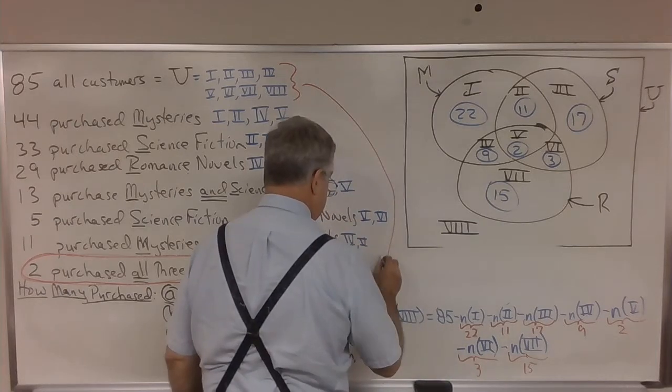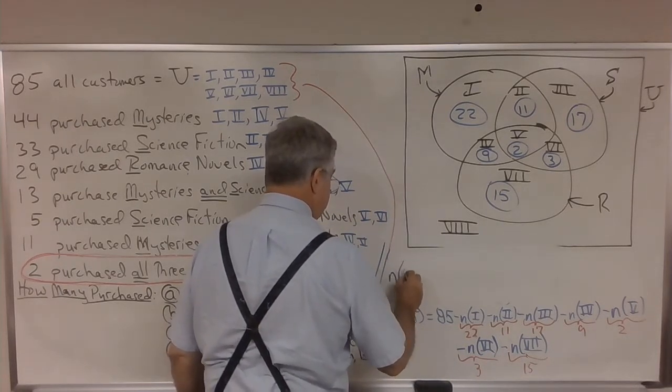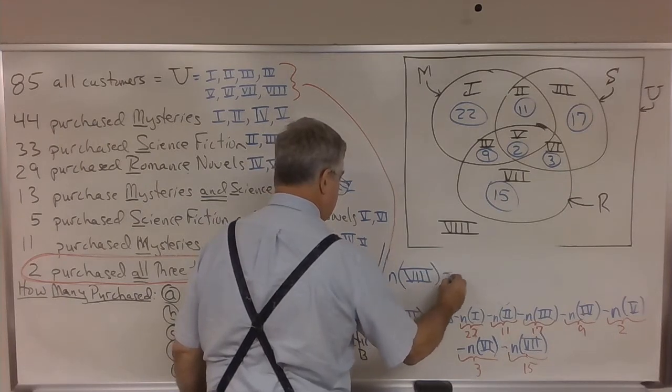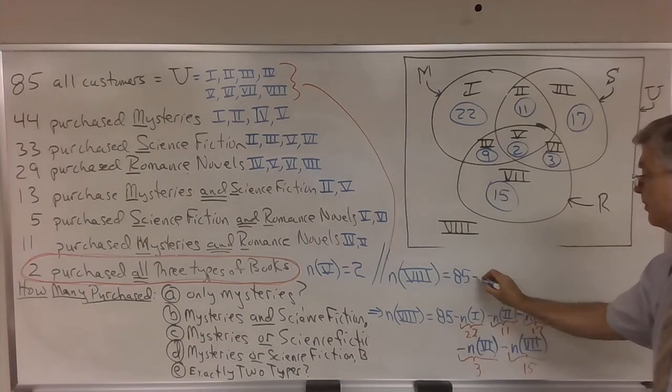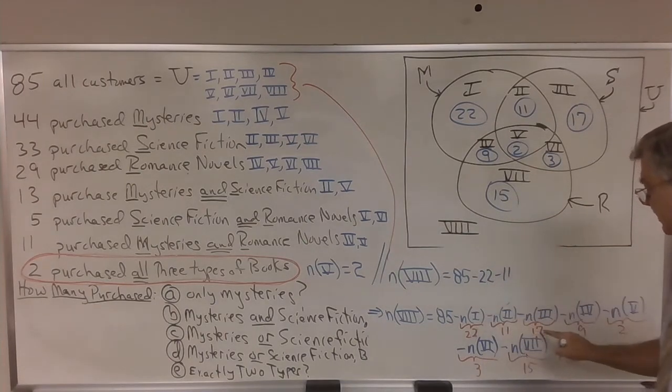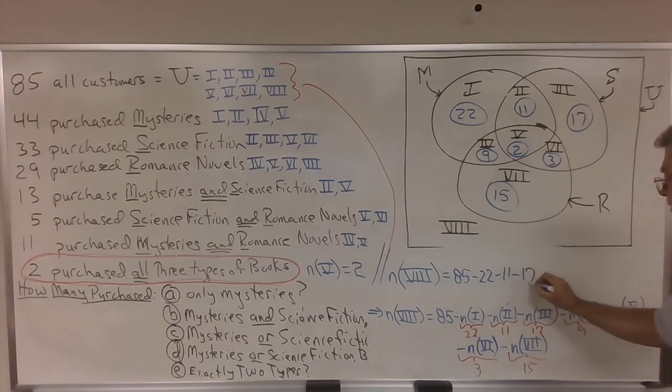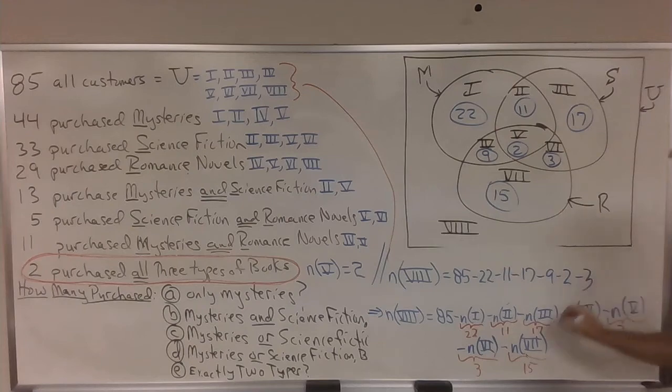So that tells us number of people in region 8 equals 85 minus 22 minus 11 minus 17 minus 9 minus 2 minus 3 minus 15. Did I get it? 22, 11, 17, 9, 2, 3, 15. Okay. I got it.